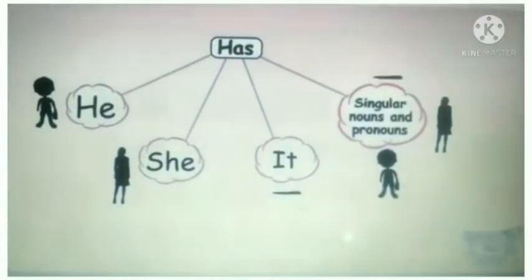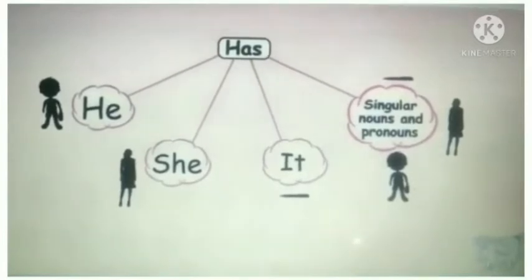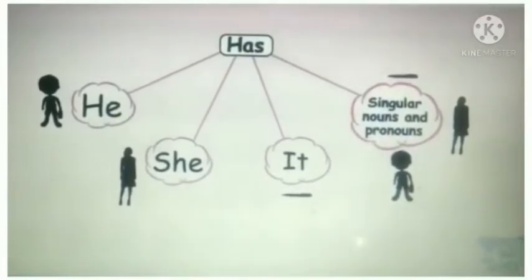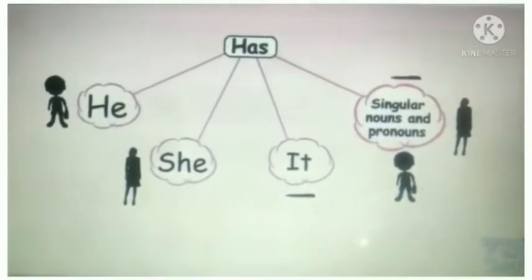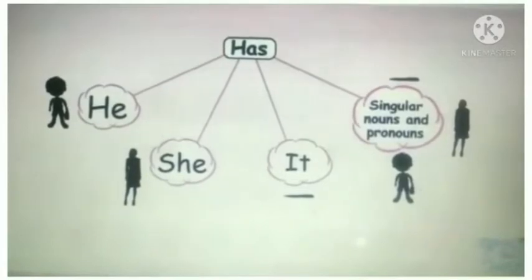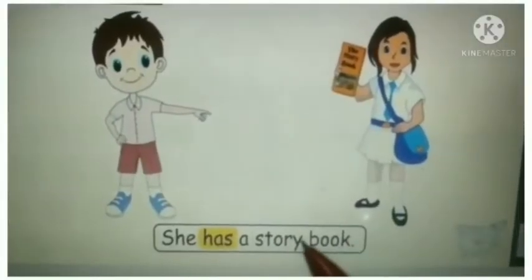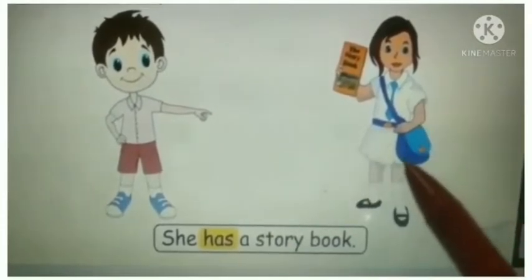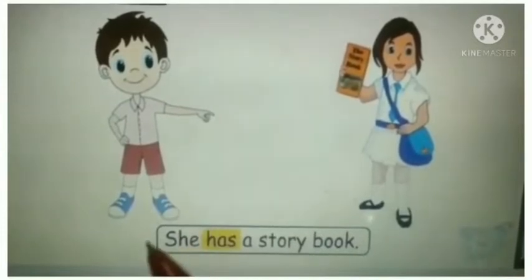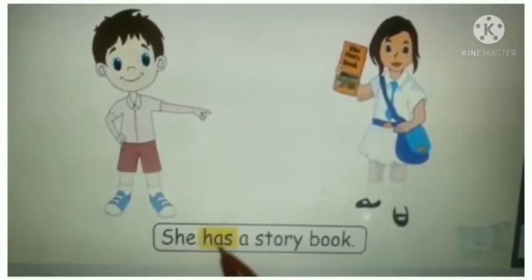Children, we learned that has is always used with singular nouns and pronouns, right? When we talk about only one person, place, animal or a thing, we use has. And the respective pronouns that will be used with has are he, she and it. Let's take some examples. She has a storybook. Now children, in this sentence, we are talking about whom? We are talking about one person. And how do we know that? Because of the singular pronoun, that is she. It tells that we are referring to a female here. So the respective helping verb used here is has.